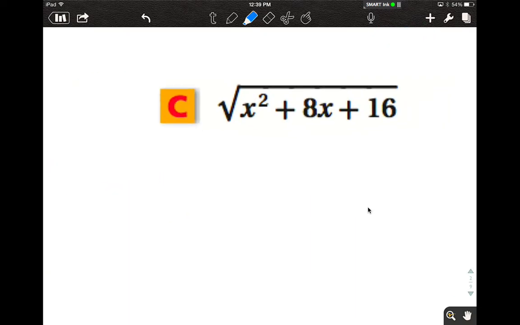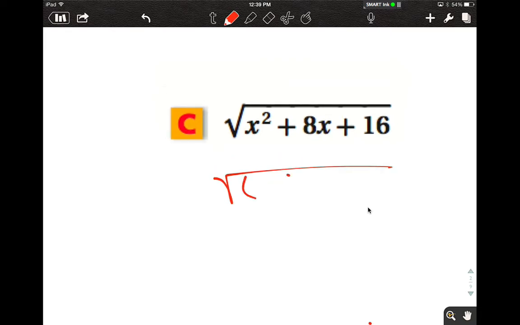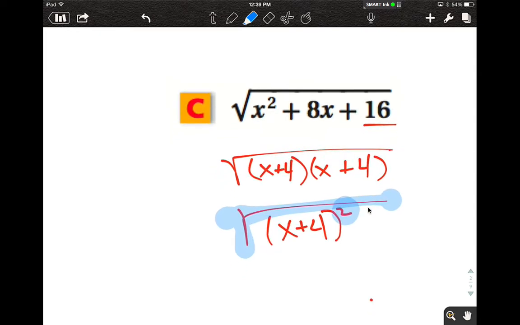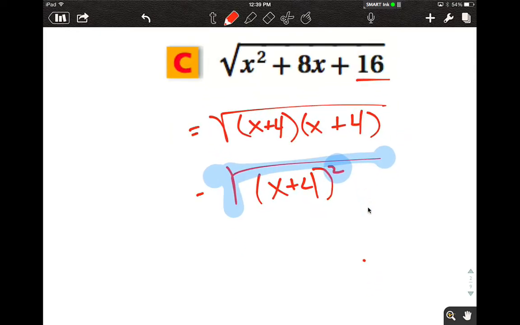What about part C? Example C. What could I do with this problem? Maybe this turns into something that I could factor. X and X, and 16 is 4 times 4. And look at that. That is a perfect square trinomial, right? And what's cool is that this square root symbol and this 2 to the second power cancel each other out, right?